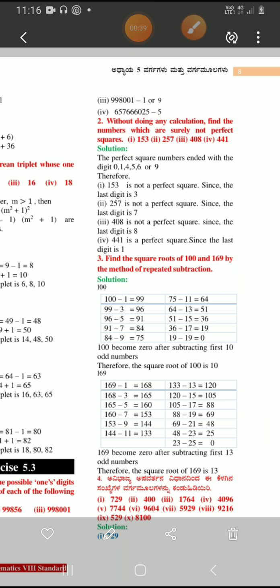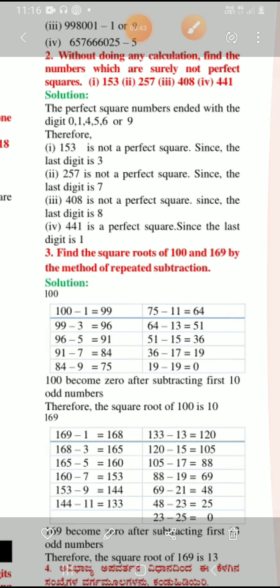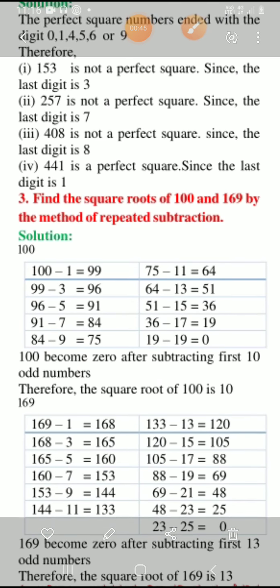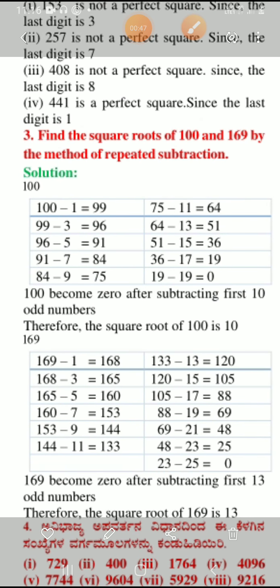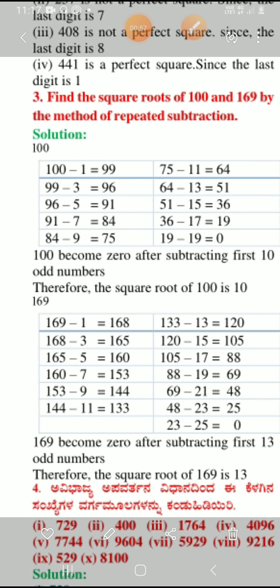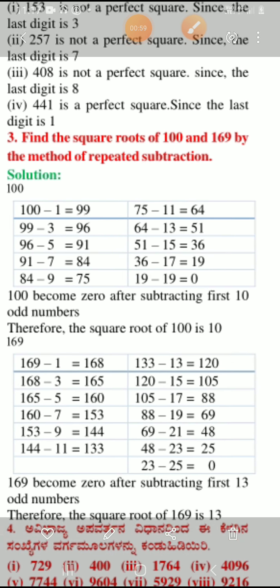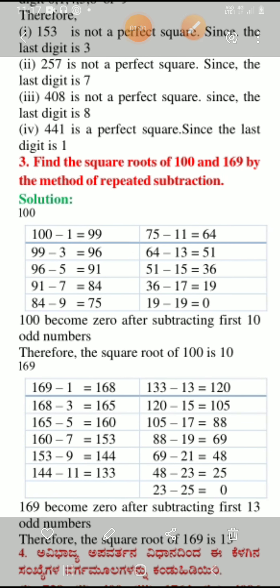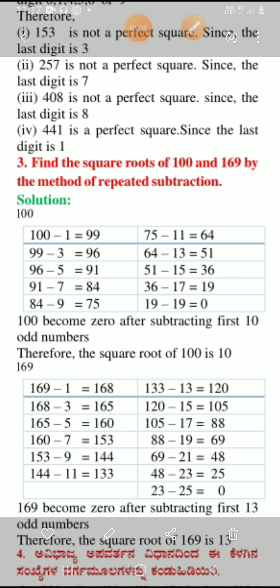Okay, let's find the square roots of 100 and 169 by the method of repeated subtraction. As you can see in the picture here, the question is to find the square roots of 100 and 169 by the method of repeated subtraction. Let's see the first question, that is 100. I'll tell you the simple method of doing this. It's very simple, children, kindly try to understand.